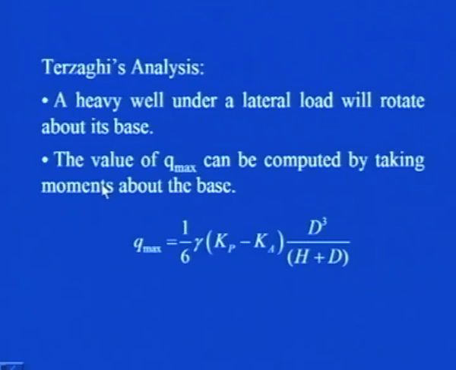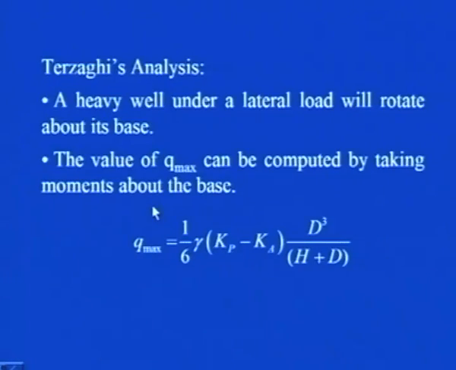Then, if the well is not light, how will you get that value of Q max? For a heavy well under a lateral load, the well will have the tendency to rotate about its base, because in the case of a light well, it was rotating about a point O which was a little above the base of the bulkhead. But in the case of a heavy well, under any lateral load, it will rotate about its base. So, that point O will shift to the base of the bulkhead. In that case, the value of Q max can be computed by taking moments about the base directly.